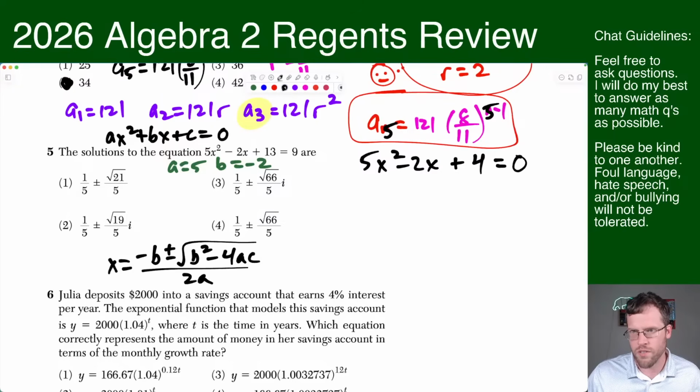Once again, I'll move this over. We're going minus 9 on the right side and minus 9 on the left, and that brings us here. So the value c is equal to 4.